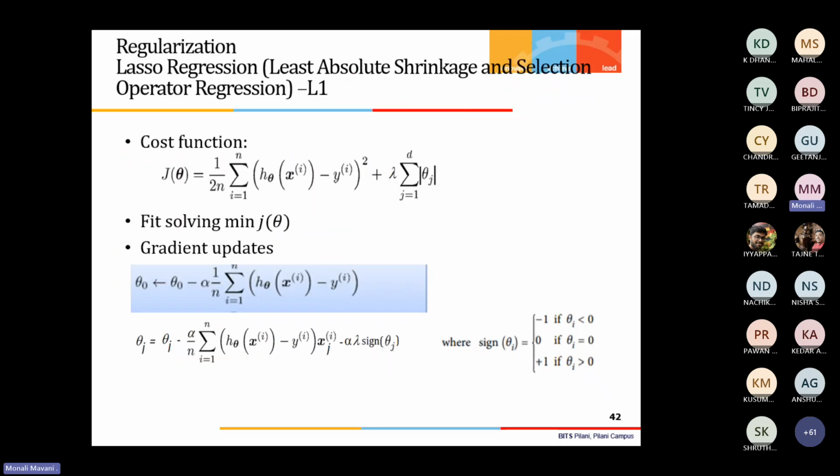Now, if I change this, rather than a square, if we use a simple absolute term, this is the L1 norm of a vector, and the name given to this is lasso regression. That means we are applying L1 regularization to the linear regression cost function. And again, it will affect our gradient update rule. We will not get into the derivation. This is the term which gets added in the weight update rule when we use L1 regularization: alpha into lambda into sign of theta j. So this is the sign of the value.